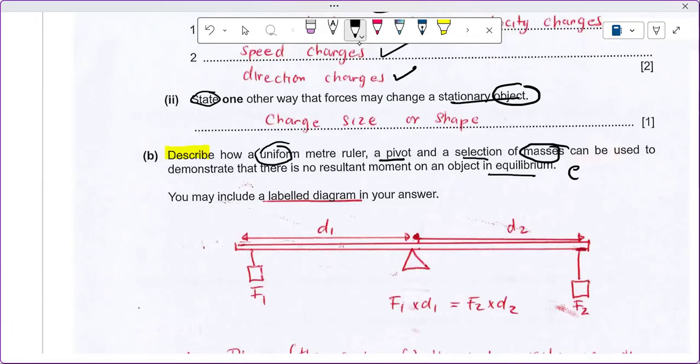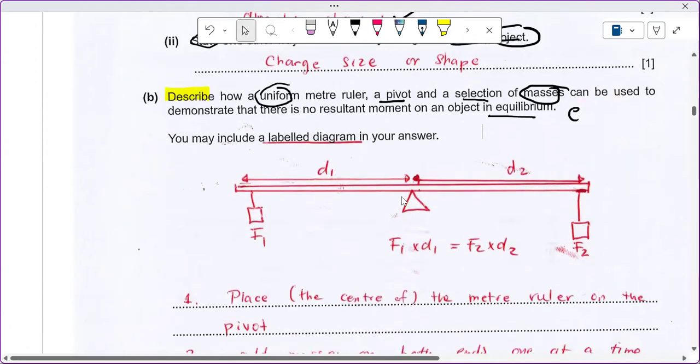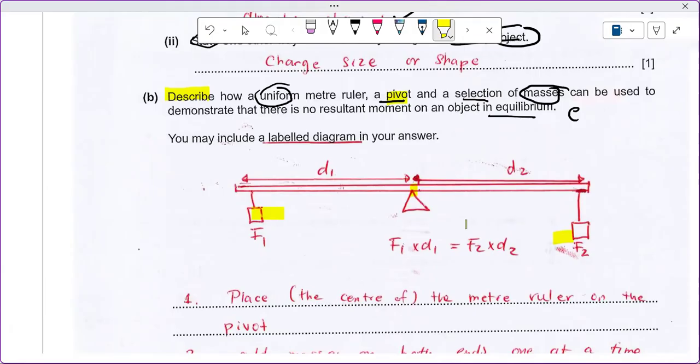They just wanted you to show how you can come up with an experiment to indicate that it's actually in equilibrium. And I told you, with the aid of a diagram. So you could see here, I put the masses here already. That's a mass, and that's a mass, and that's the pivot, because they told you that you have a pivot with different masses. And if it's in equilibrium, then that simply means your clockwise and anti-clockwise moments are the same. This is obviously going to be clockwise, and this will be anti-clockwise.